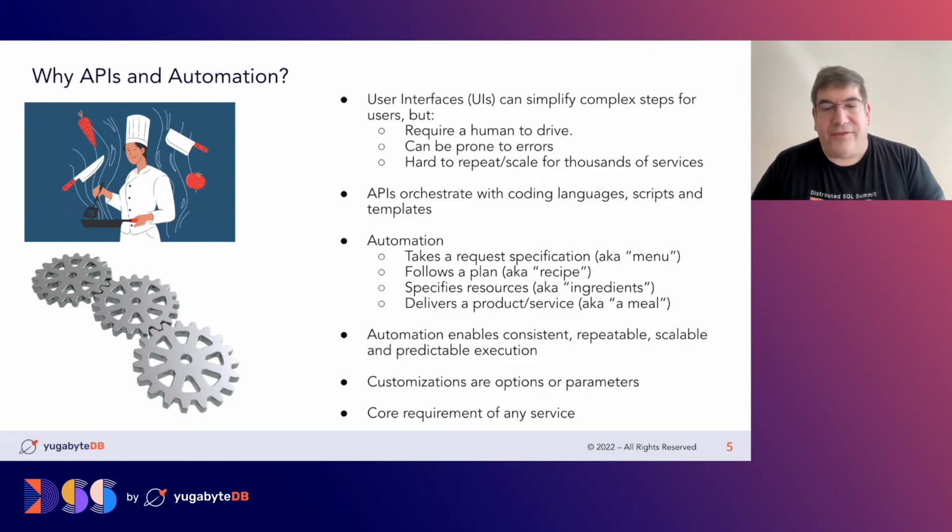Automation enables this in a consistent, repeatable, scalable, and predictable fashion so that when you execute it, the outcome is always the same. You can also do things like customizations, like you can in a restaurant where you have options for a different service that are specified through parameters. And this is a core requirement of any service running in the cloud.